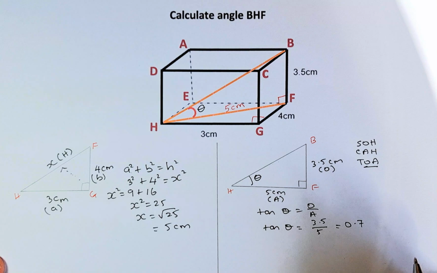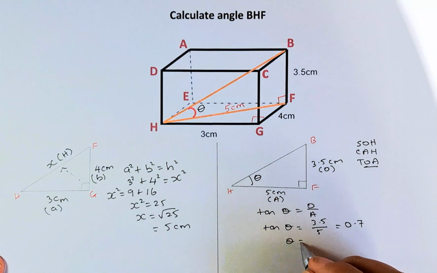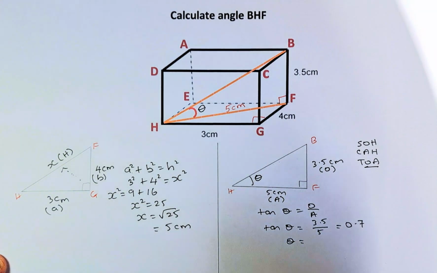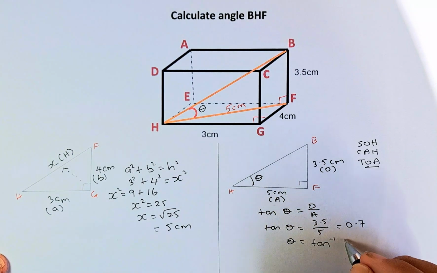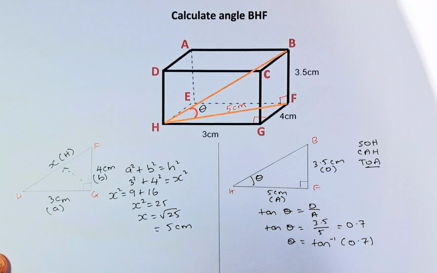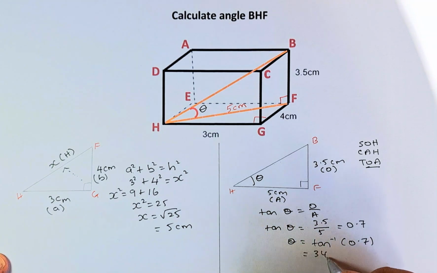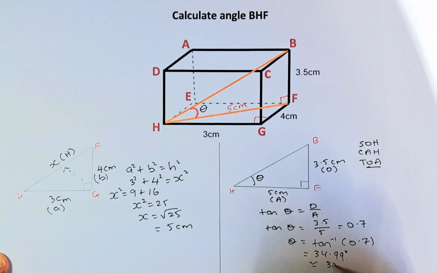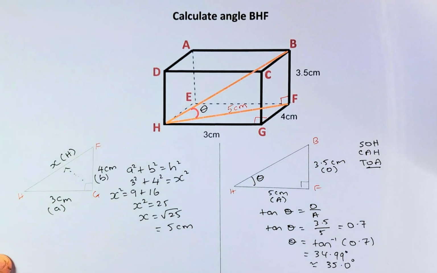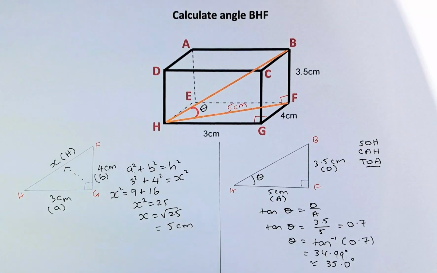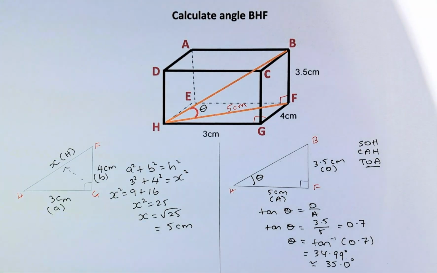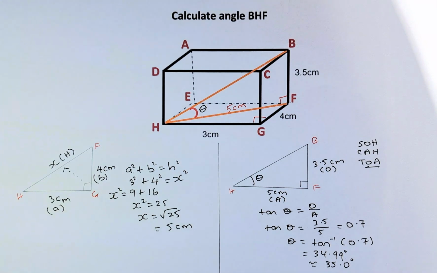And the last step is to find the angle theta. So theta is going to be tangent inverse of 0.7, and you put it in your calculator and the answer will come up to 34.99 degrees. Because the degree cannot be in 2 dp, we round it up, so this is going to be 35.0 degrees. This is how you calculate the length and angles of a triangle from a cuboid, and this is part of the NCEA Geometric Reasoning Merit and Excellence question.